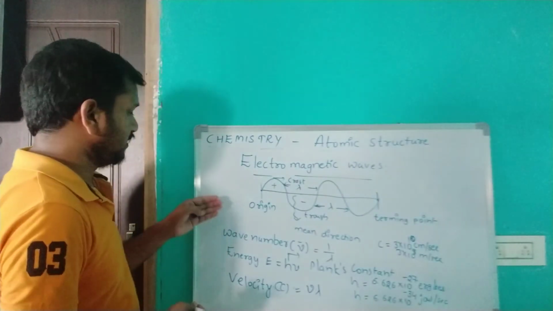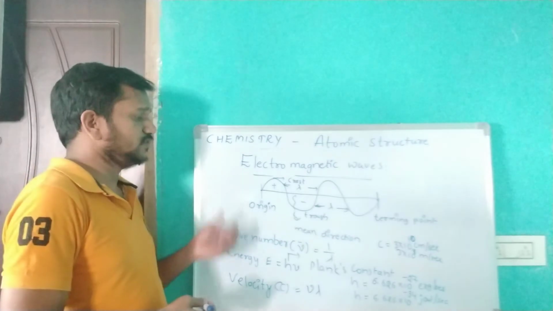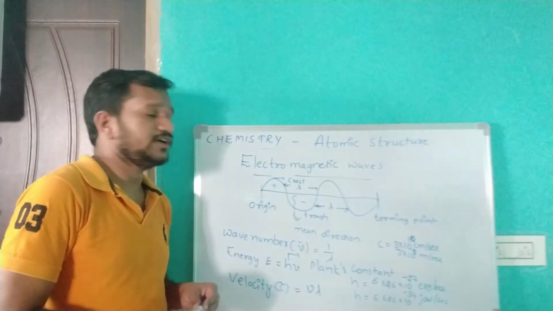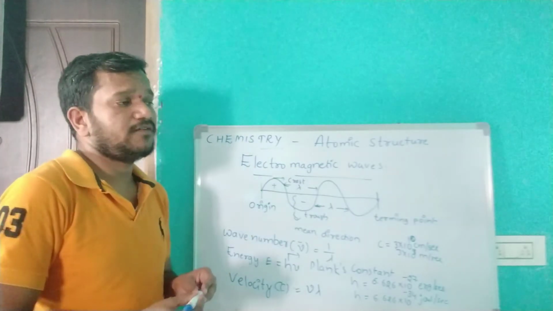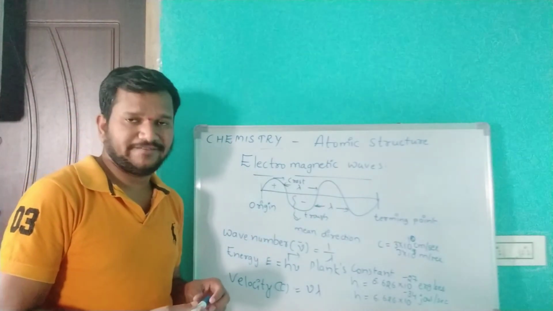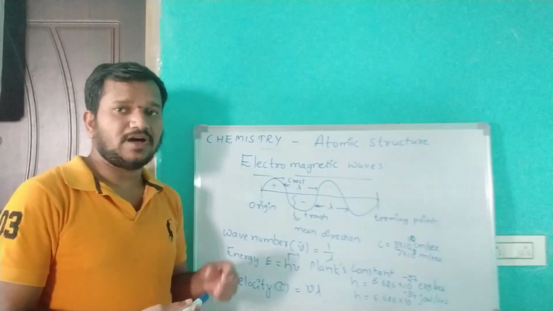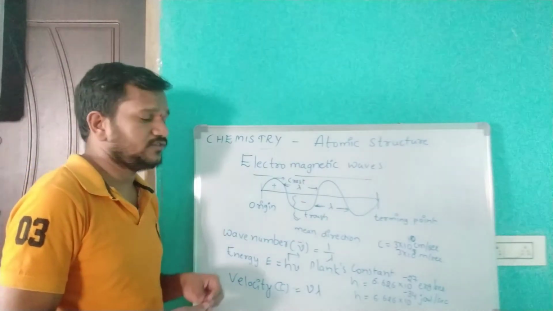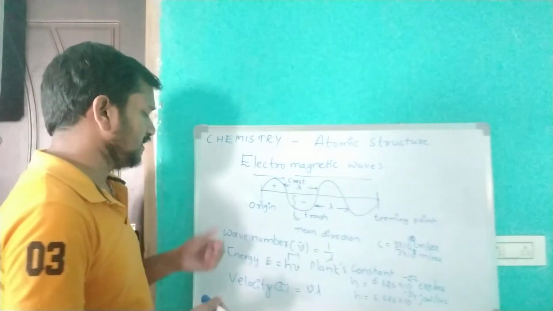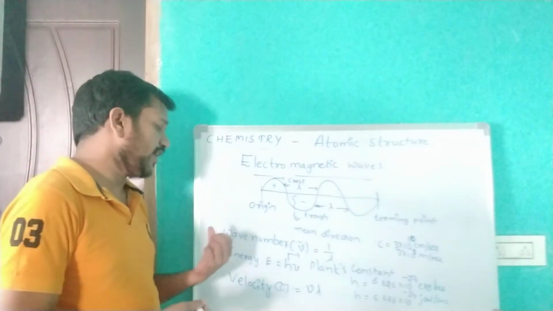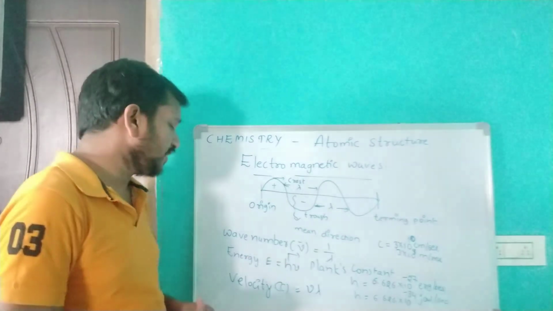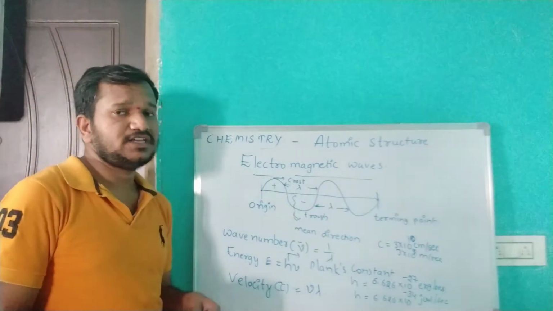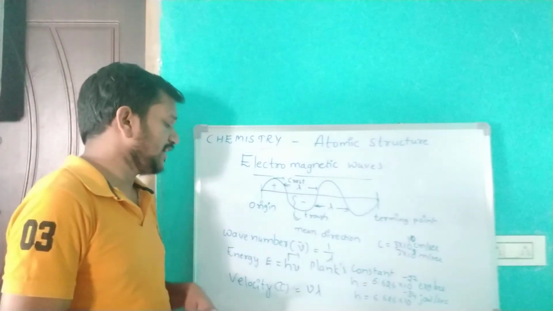Okay? And the first three we discussed do not depend on any component, so they are the primary properties of an electromagnetic wave: amplitude, wavelength and frequency. The secondary properties, which depend on the primary properties, are wave number nu bar equal to 1 by lambda, energy E equal to h nu, and velocity c equal to nu lambda.